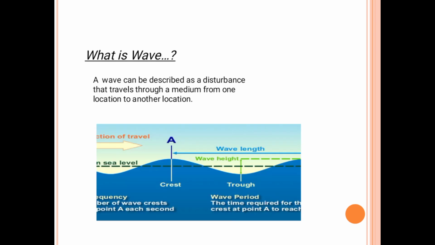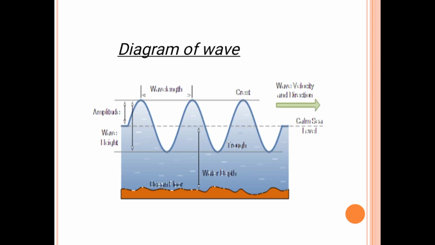I start the presentation by giving an understanding of what a wave is. A wave can be described as a disturbance that travels through a medium from one location to another. A wave moves energy from one place to another. Only energy, not matter, is transferred as a wave moves. The substance that a wave moves through is called the medium. That medium moves back and forth repeatedly, returning to its original position, but the waves travel along the medium. This is the diagram of the wave.